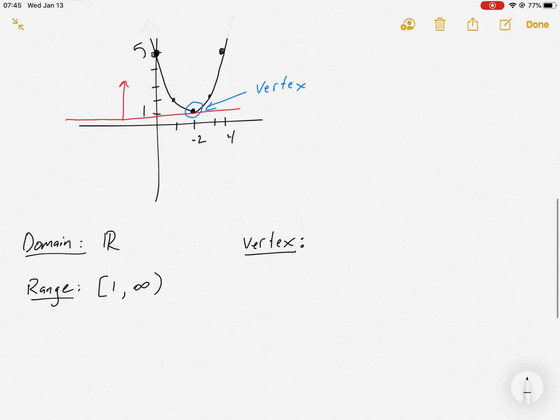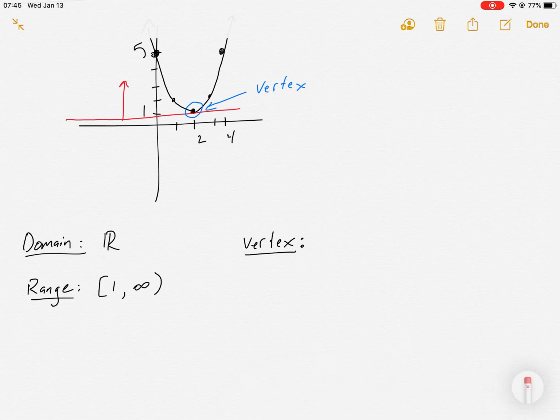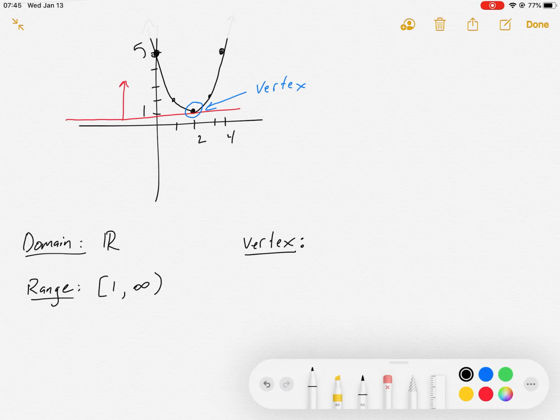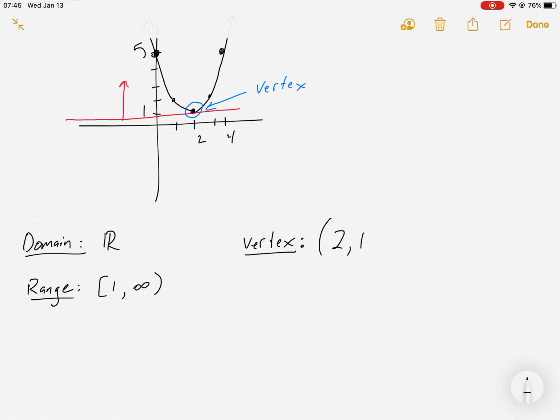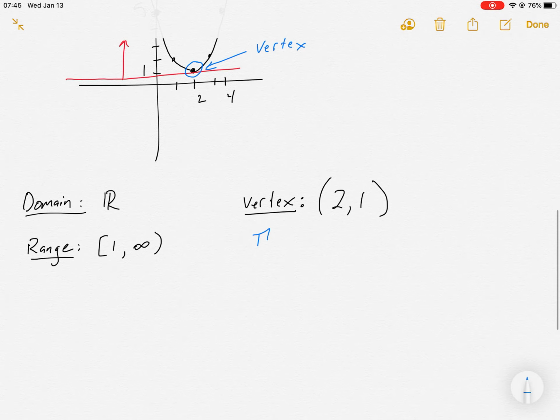So the vertex in this case, oh, I don't know why that's a negative there. One sec. Negative 2. So the vertex in this case is the point 2, 1. And we would say that the max or the minimum value of this parabola is y equals 1, and this happens at x equals 2. So the x equals 2 does not really tell you the maximum or the minimum. The minimum value is y equals 1, and that happens at x equals 2.